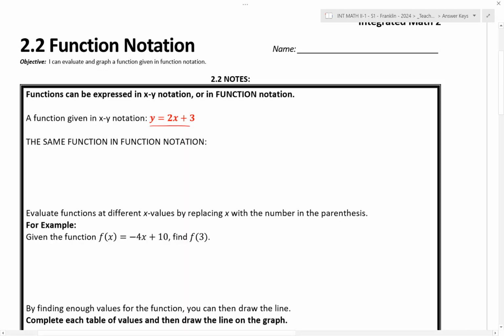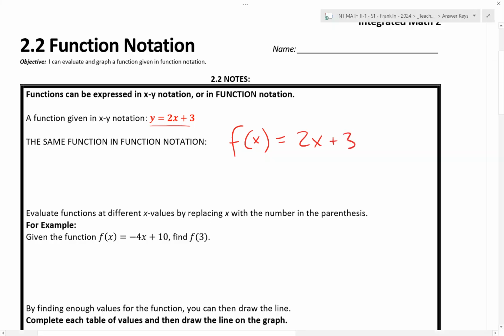Here's an example: y equals 2x plus 3. So that's an example of a function in XY notation, and you can see x and y are both present in that function. Now, the same function written in what's called function notation looks like this. Instead of y, we use f parentheses x, and that's read usually as f of x, and then just the rest equals 2x plus 3.